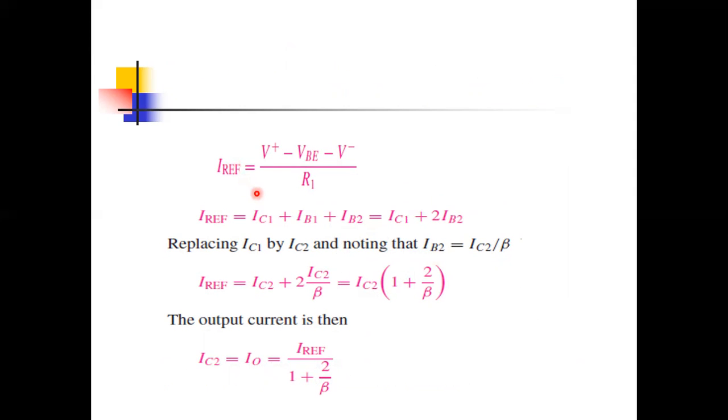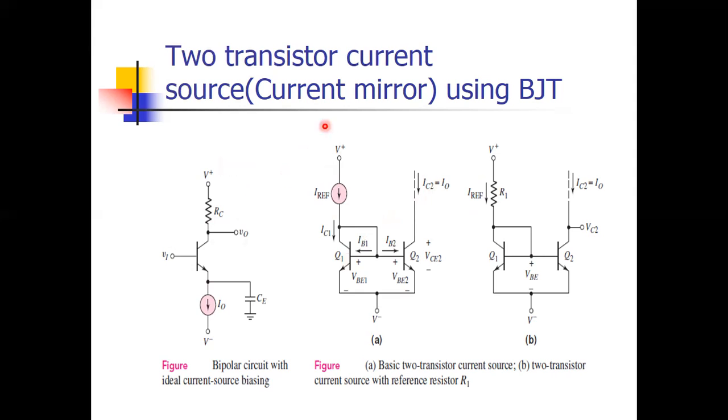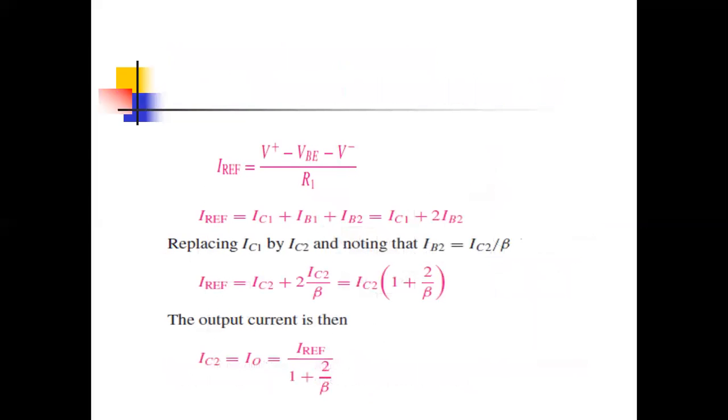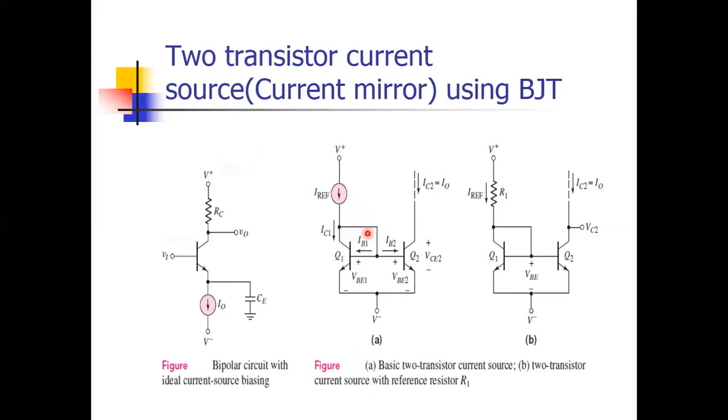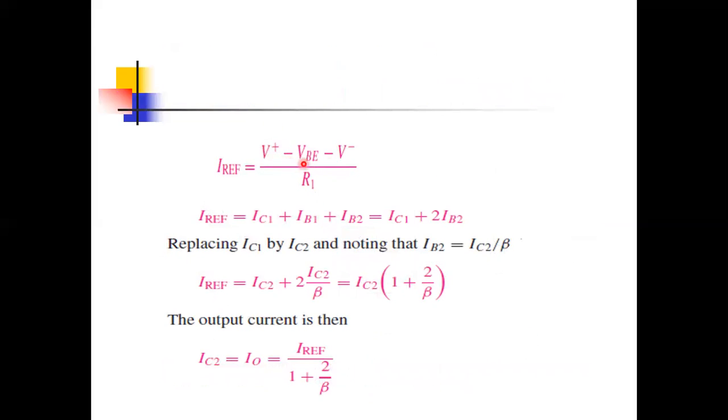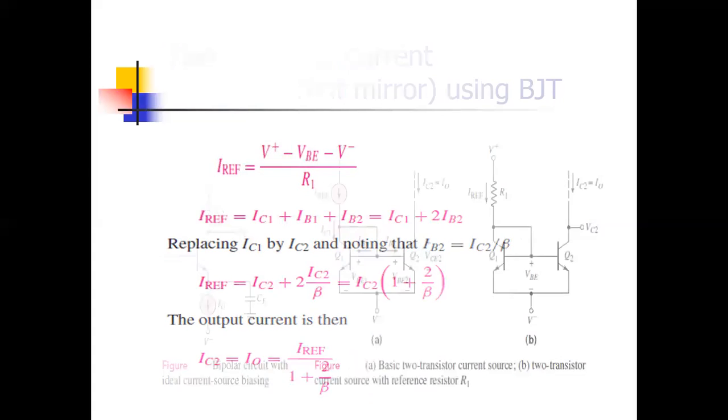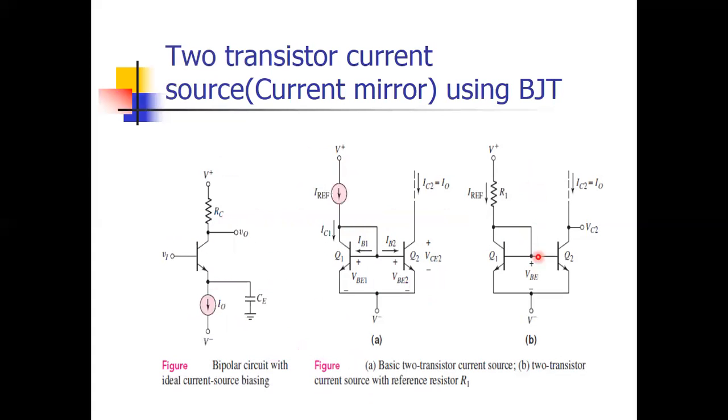Now we'll see the derivation, how to calculate the current. First of all, I reference. We'll take one KVL equation on the left side. The KVL equation is V positive minus VBE1 minus V negative. And if you look at this third circuit, there is resistance R1. Here there is no resistance, here the resistance R1, so there is one voltage drop across this resistance R1.